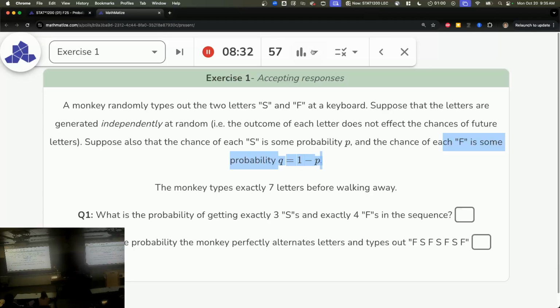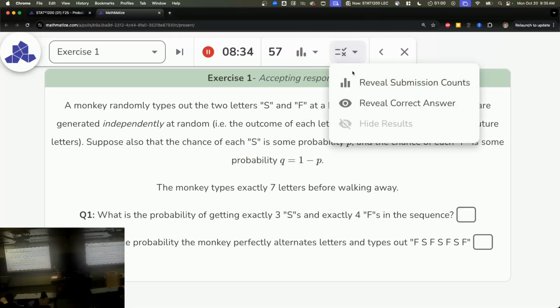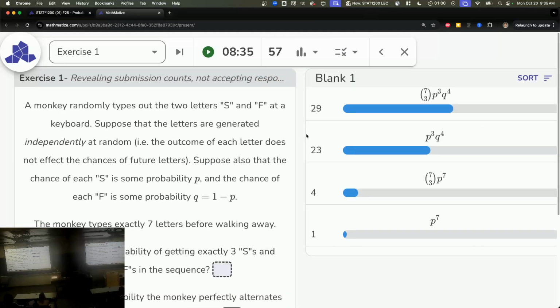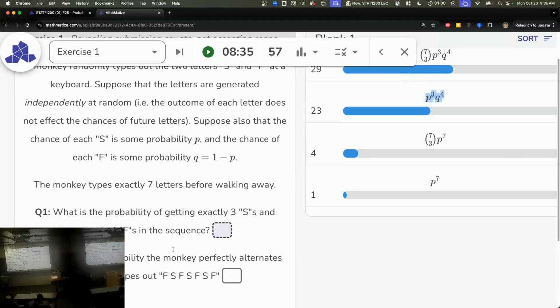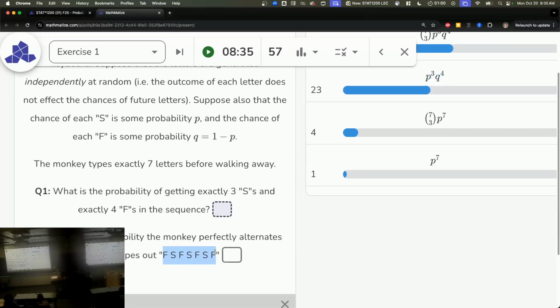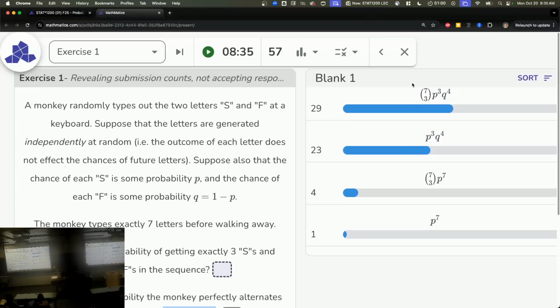Let's see what you said for this one. Reveal counts. All right, so in this one, we're pretty split. Out of 57 people, just about half the people picked P to the 3, Q to the 4 with a 7 choose 3 in front, and about half the people picked P to the 3, Q to the 4 without a 7 choose 3. And then for this one, where they were all in a row, so that was the first one, it was pretty split, and the second one also pretty split. The second one is almost exactly 50-50.